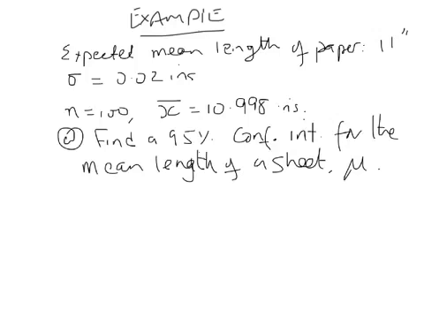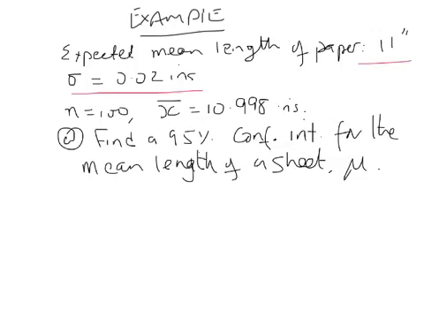So when we look at this data, what do we know? Well, we expect the mean length to be 11 inches, but we're not sure. So in that case, we will assume that mu is unknown. However, we're told the standard deviation is 0.02 inches. We took a random sample of 100, and the sample mean is 10.998. Find a 95% confidence interval.